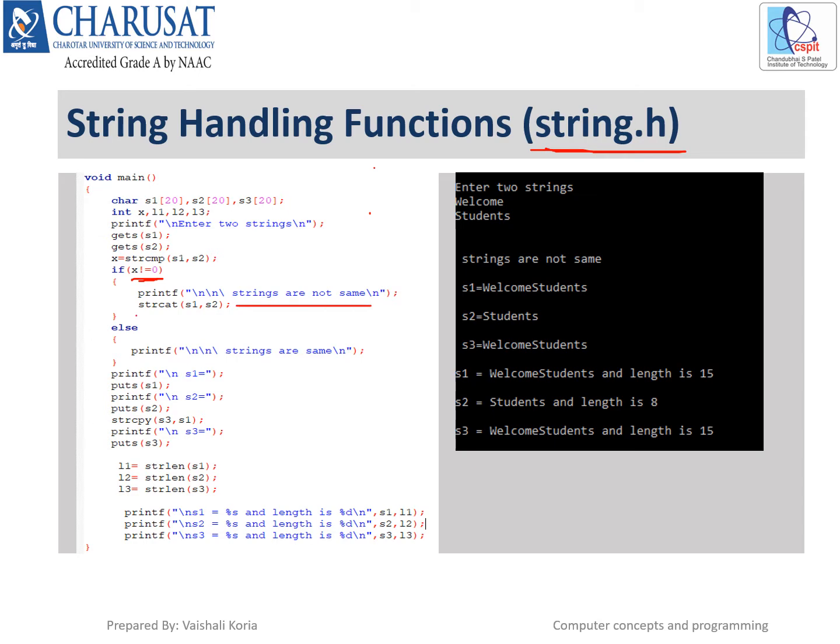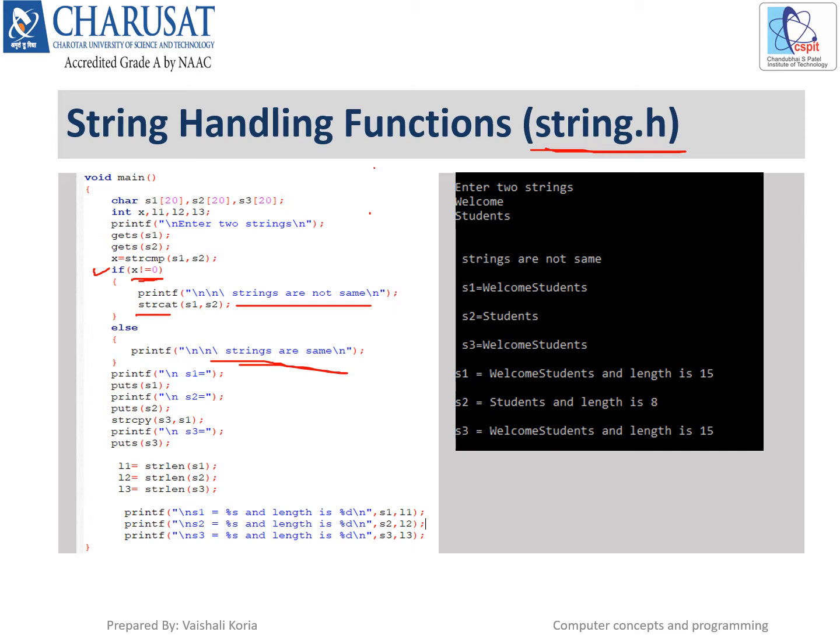And then after, another function has been called, strcat, and the parameters of this function are s1 and s2. So we can pass two character arrays in this function. Now what is the task of this function? So strcat will join two strings. It will concatenate two strings. Okay, so if x is not equal to 0, then we have to join these two strings, and if it is 0, then we have to print that strings are same, right?